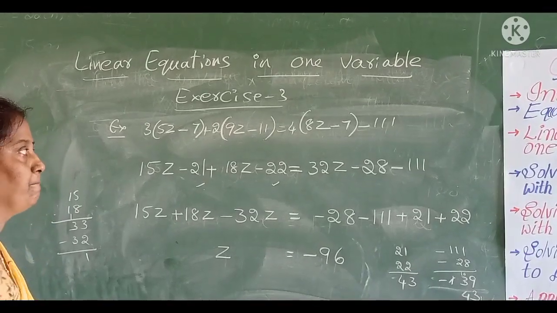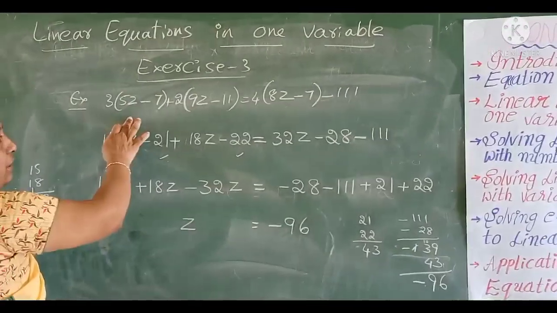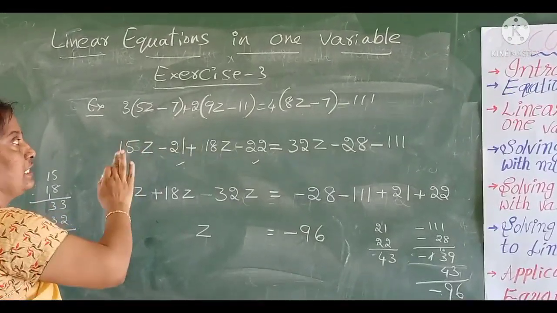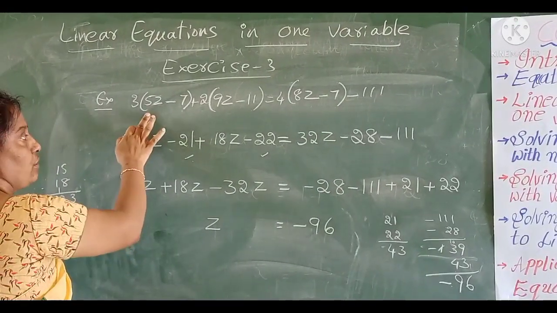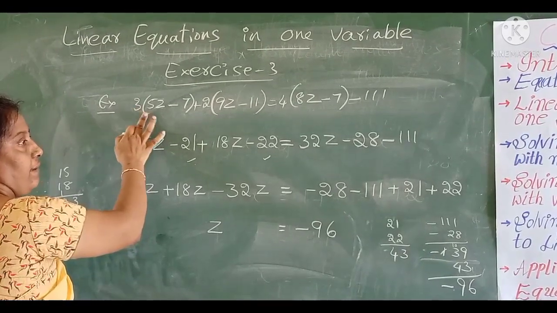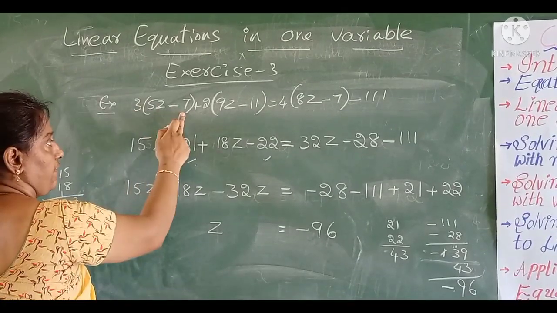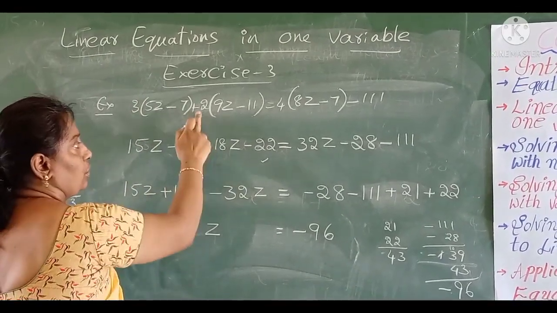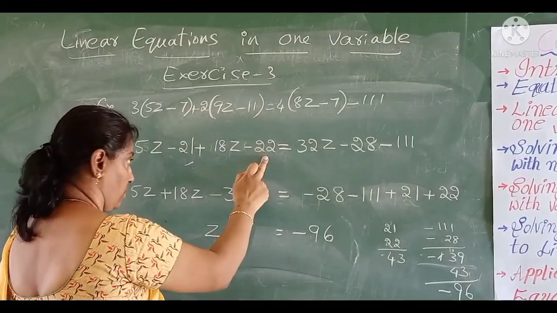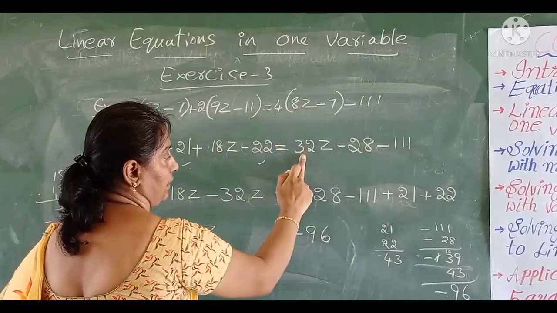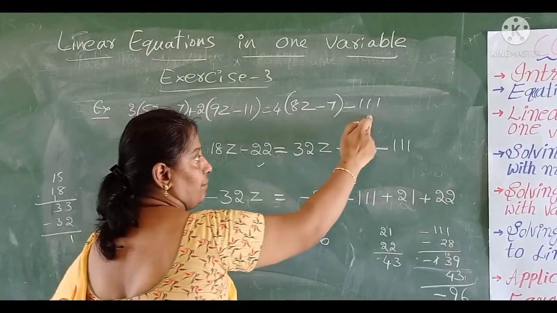And the second one, it looks like a previous problem. More brackets will come, so no need to worry. We have to remove the brackets first. For this, we have to multiply by the number before the bracket. So 3 5s are 15z, minus 3 7s are 21, plus 2 9s are 18z, minus 2 11s are 22, is equal to 4 8s are 32z, minus 4 7s are 28, minus 111.